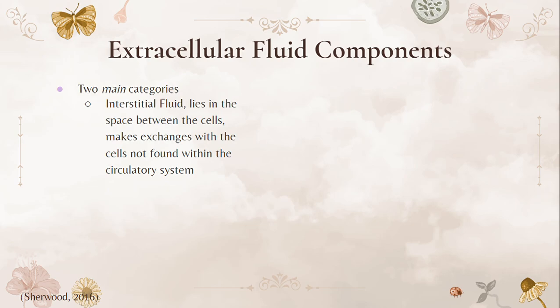So what is in fact getting all of these nutrients and water and oxygen to our cells? Well, it's interstitial fluid. It lies in the space between the cells and makes the exchanges with those cells that are not found within the circulatory system. The other component is plasma, the fluid found within blood. Not the red blood cells, which give blood its characteristic red color, but rather just the fluid in it. And there are two more minor categories of extracellular fluids.